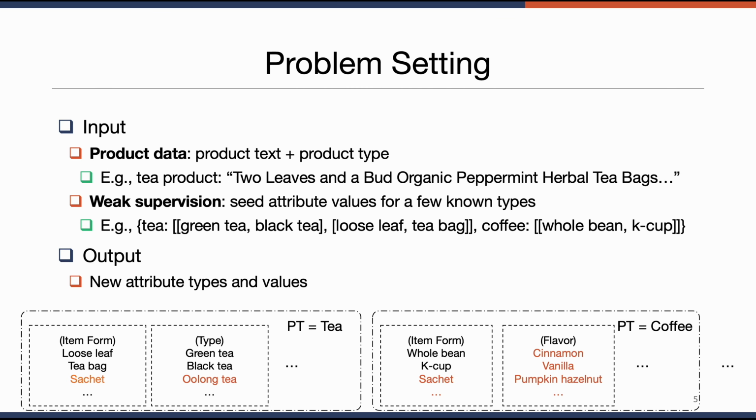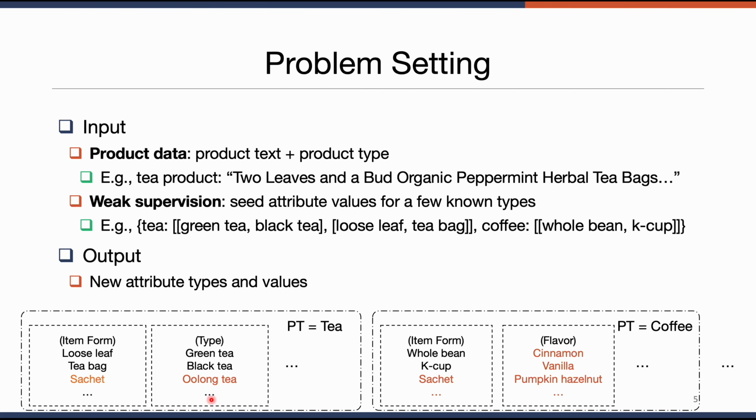To wrap up our problem setting, for the input to this problem, we have product data, which includes product text and also product type. We also have weak supervision as input, which we have just introduced. We have seed attribute values as weak supervision. For the output, we want the model to find both new attribute types and new attribute values. So the output is going to look something like this. For each product type, the model will output a bunch of clusters, where each cluster represents an attribute of that product type, and each member of the cluster represents an attribute value of that attribute.